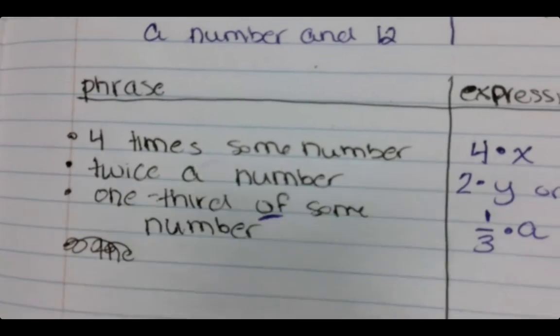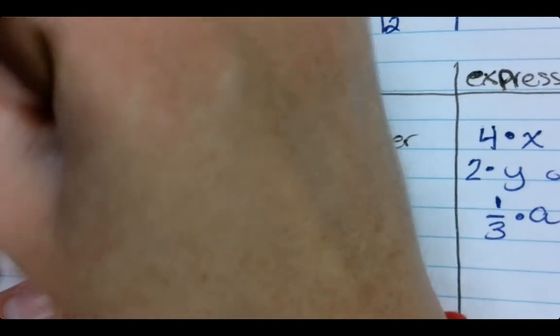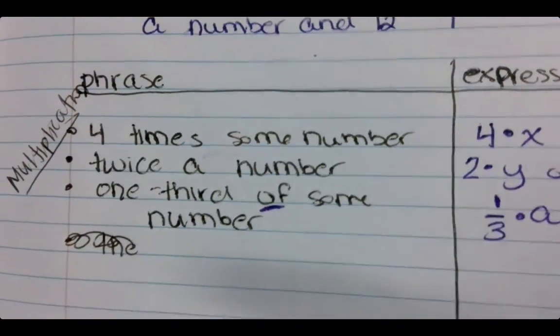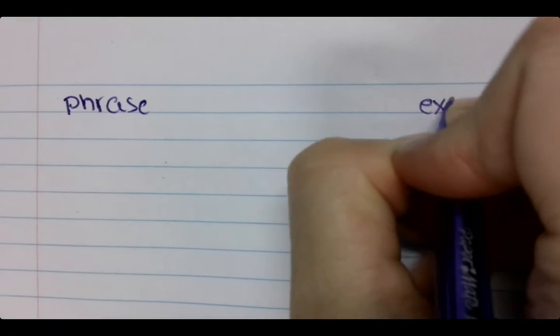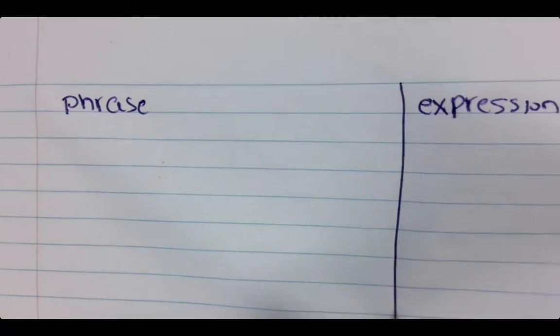Okay, you should have figured out that this was multiplication. All of these are being multiplied. We got two more parts. So we have our phrase, and then we have our expression.